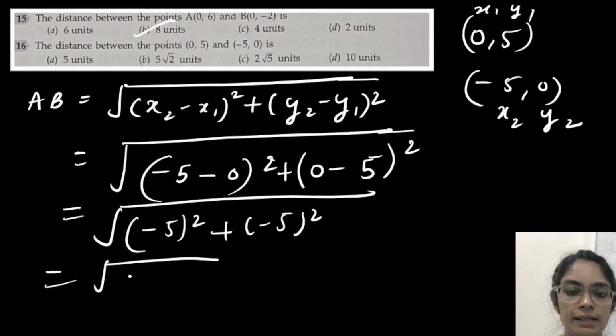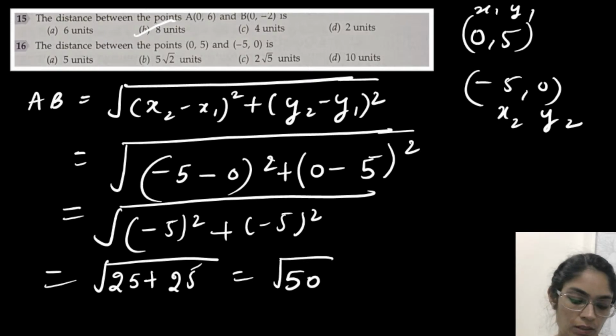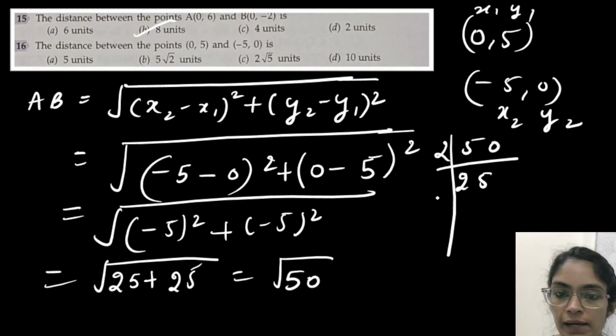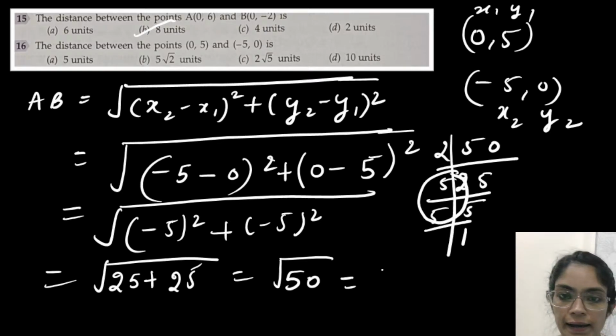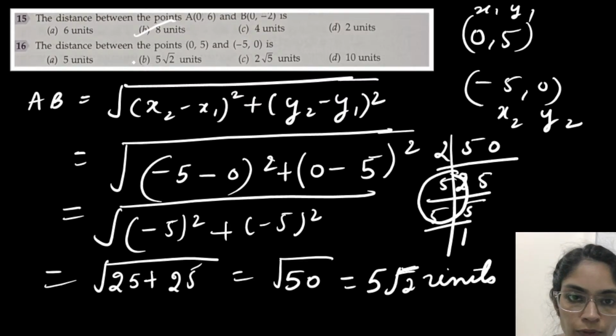Square of negative is always positive. So 5 square is 25, plus 5 square 25. So this is root 50. What is the value of root 50? You can solve it by prime factorization. 50 is 2 into 25, 5 into 5, and 5 into 1. So the two 5s you can take out of the root as one 5, and the 2, which is not making any pair, should be written inside the root only. So 5 root 2, option B.